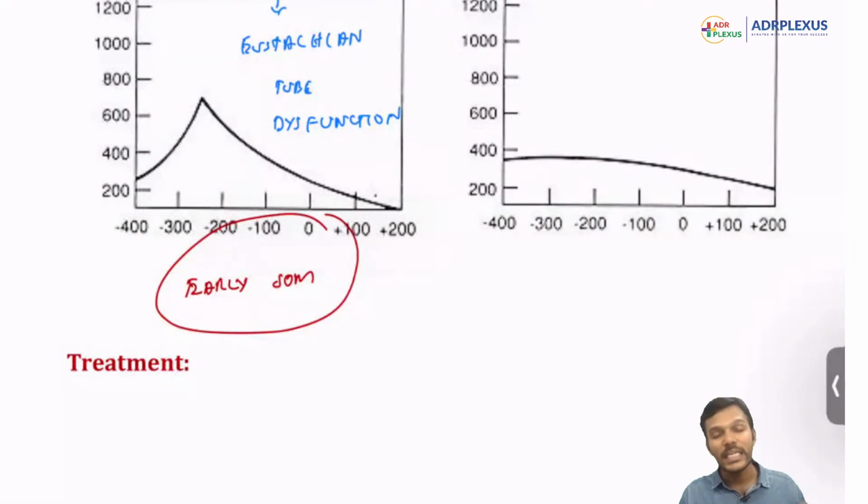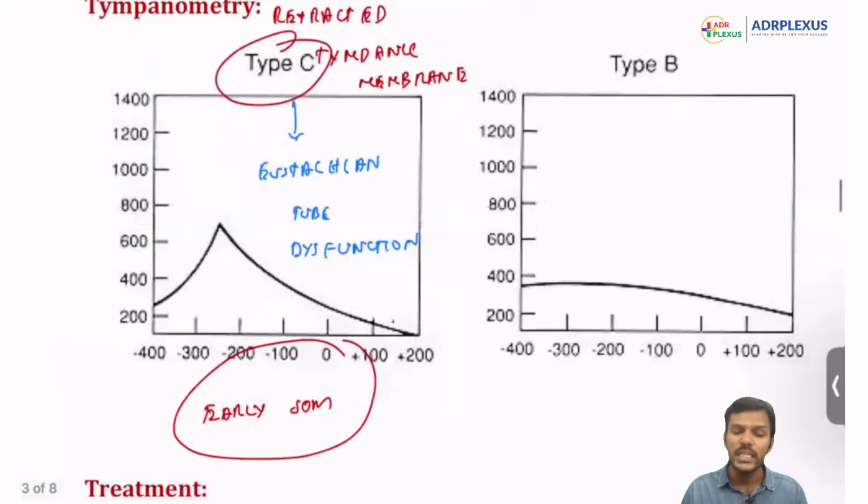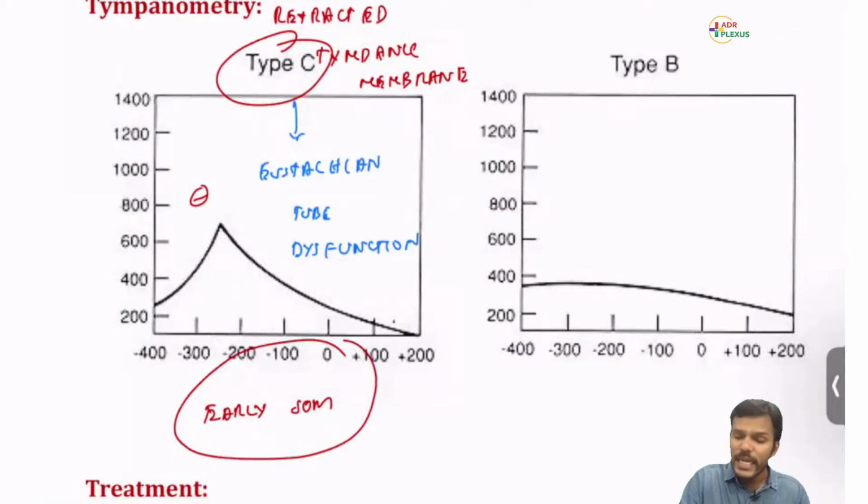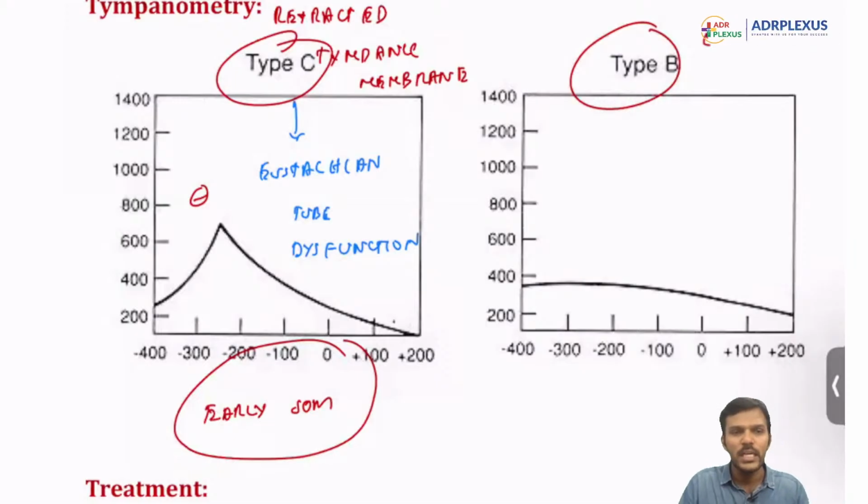You cannot find clear fluid behind the TM. It is just a retracted TM. Eustachian tube dysfunction, early SOM. The curve is type C, which is a negative curve. That is a negative curve. Type B, it is late SOM. The curve will be a flat curve.